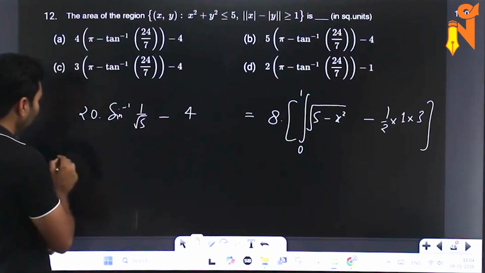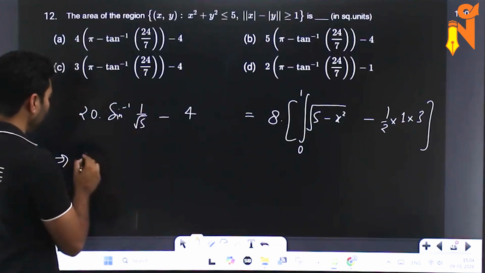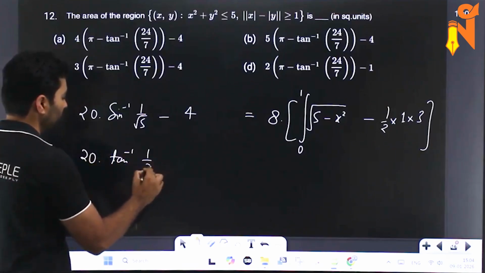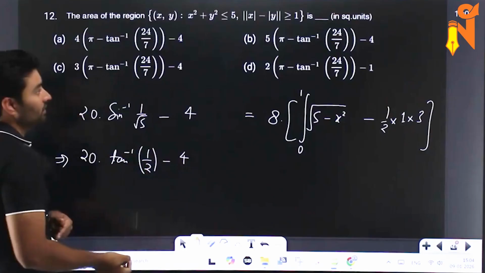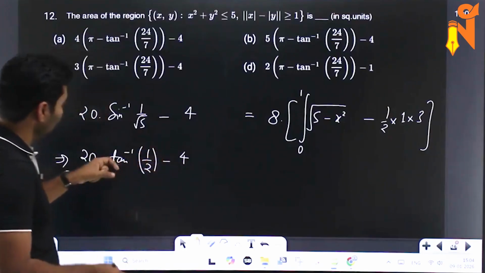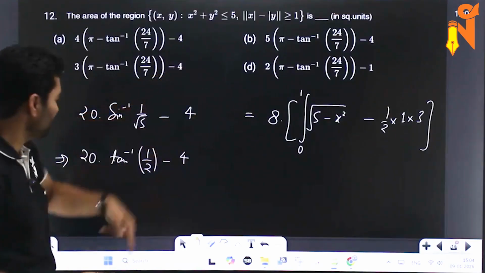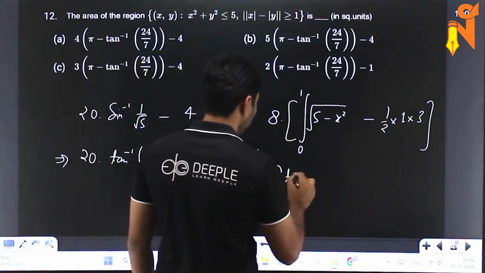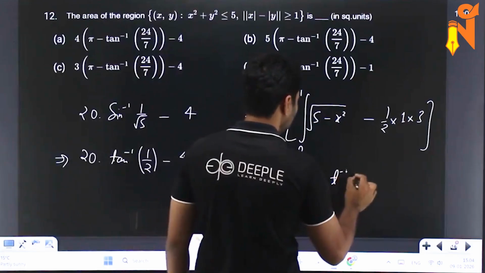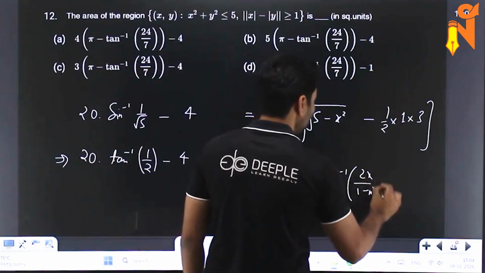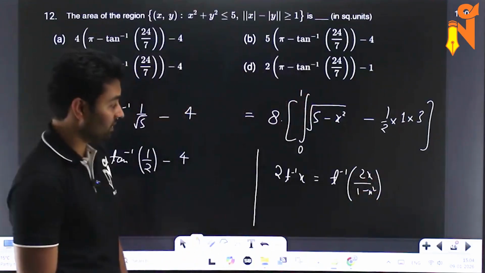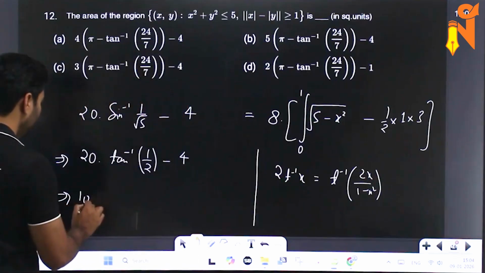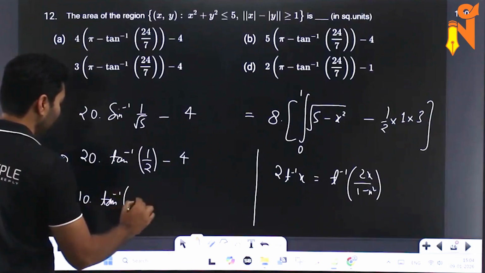Now I will convert this into tan formula. So this is actually tan inverse of 1 by 2 minus 4. Then what can I do here, because I want a different number in the tan inverse, obviously 2 into. I will apply the property here. The property is 2 into tan inverse x is equal to tan inverse of 2x upon 1 minus x square, with the condition. Please check the condition.